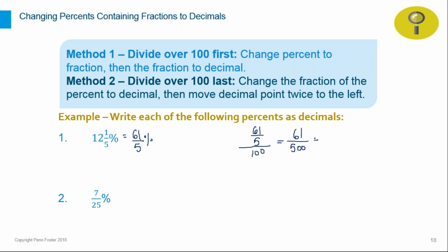And then that would be the fraction form, but the question is asking to switch it to decimal. So all you need to do is to pick up your calculator and divide 61 over 500, equals, and that will give you the decimal form of that fraction, 0.122. And that is the decimal form of this fraction.